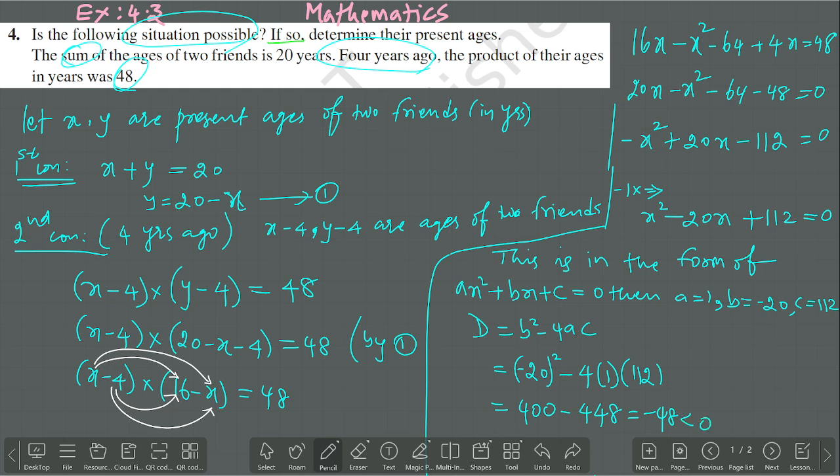It's not possible. We are getting less than 0. Then what will you say? It has no real roots. So what will you write? Therefore, it has no real roots. That is, as per the algebra, we write no real roots. But as per the question, we have to say the given situation is not possible. I just write not possible.